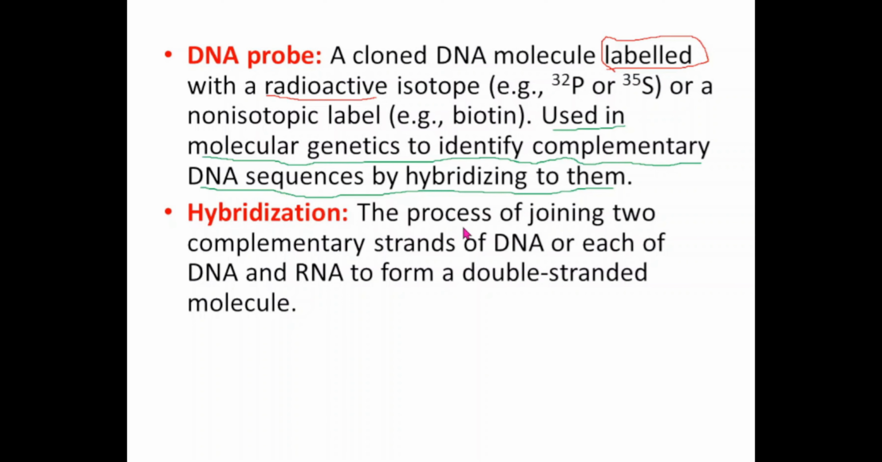Hybridization means, from the name, the process of joining two complementary strands of DNA or each of DNA and RNA to form a double-stranded molecule. This hybridization is possible because there is a base pairing rule. The base adenine always pairs with thymine, and guanine always pairs with cytosine in DNA.